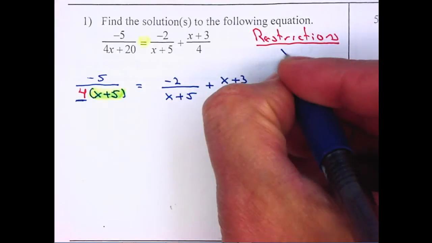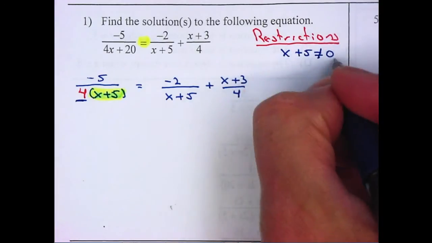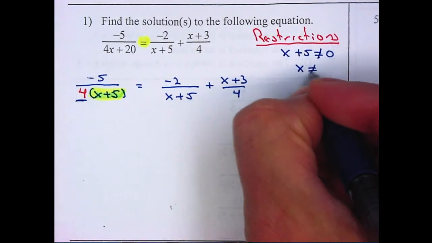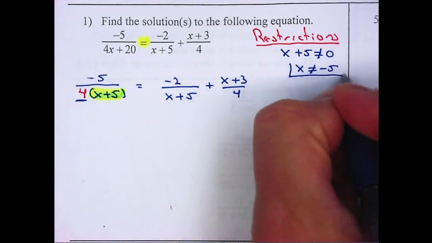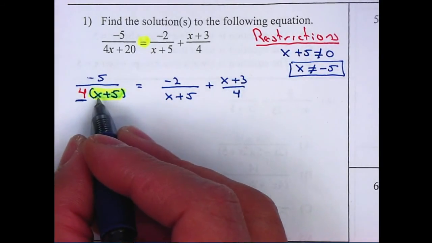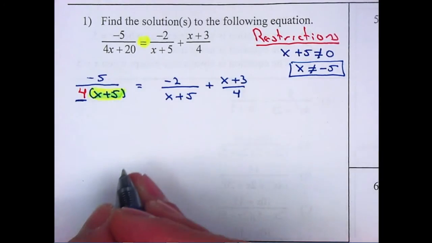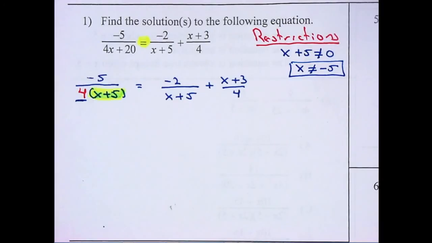But x plus 5, I know that x plus 5 cannot be 0. Move the 5 to the right, becomes negative 5. So x cannot be equal to negative 5. If x is equal to negative 5, this will become 0, and if you type in on your calculator negative 5 divided by 0, it will give you an error, or what we call in math undefined.